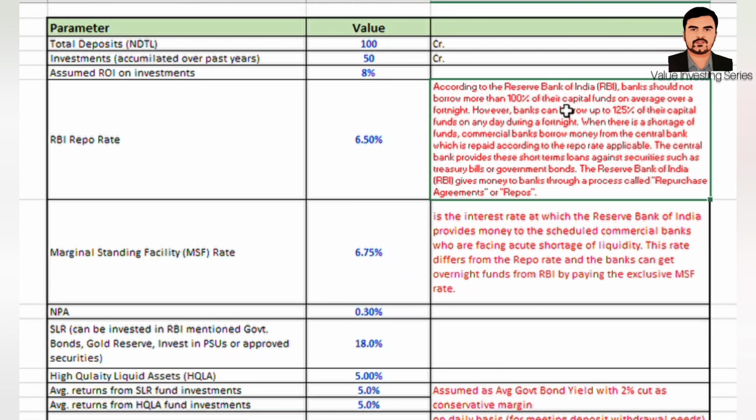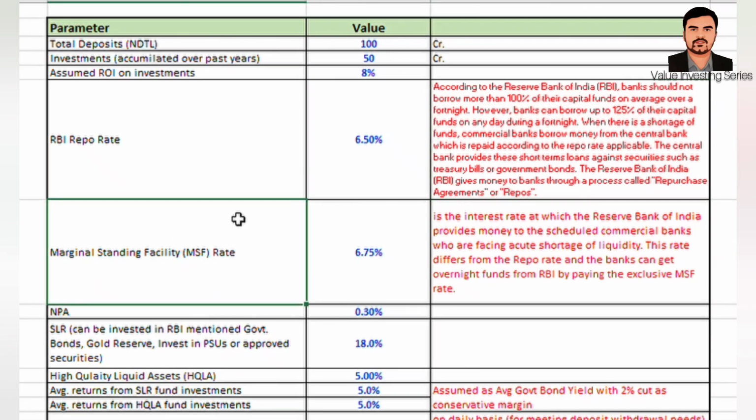According to the Reserve Bank of India, a bank should not borrow more than 100% of its capital funds on average over a fortnight. However, banks can borrow up to 125% of their capital funds on one day during a fortnight. When there is a shortage of funds, commercial banks borrow money from the central bank, which is repaid according to the applicable repo rate. So that's what the repo rate is. The central bank provides those short-term loans against securities such as treasury bills or government bonds. The Reserve Bank gives money to banks through a process called repurchase agreements or repos. So hence the repo rate.